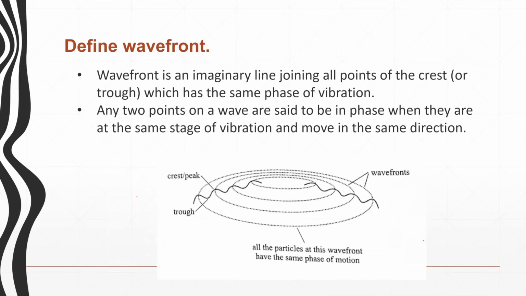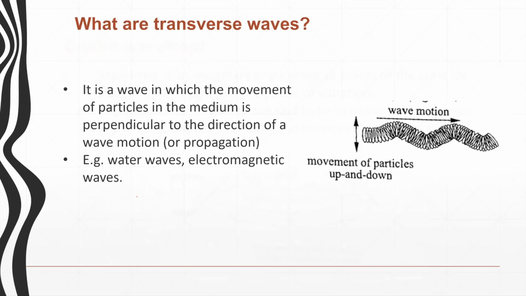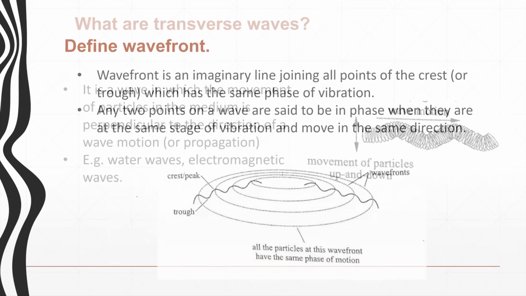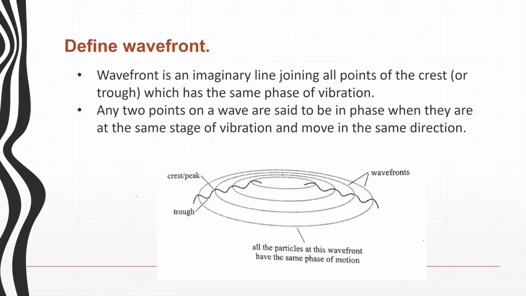Wavefront is an imaginary line. It somewhat resembles the water wave. So points on the same wavefront will have the same phase. That means if one is in crest, the other one will be in crest.